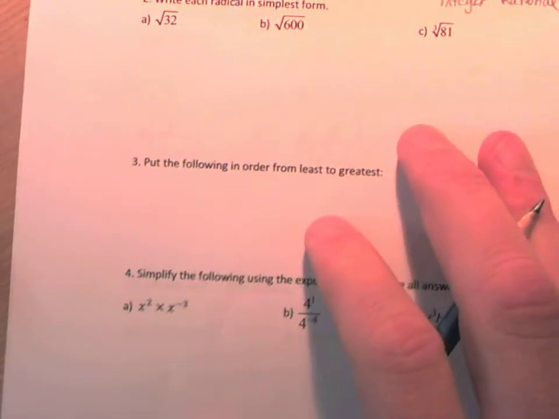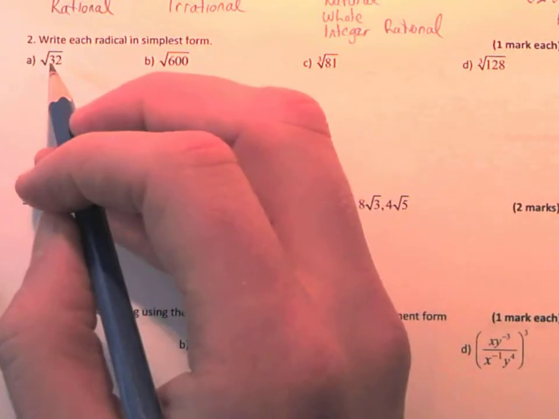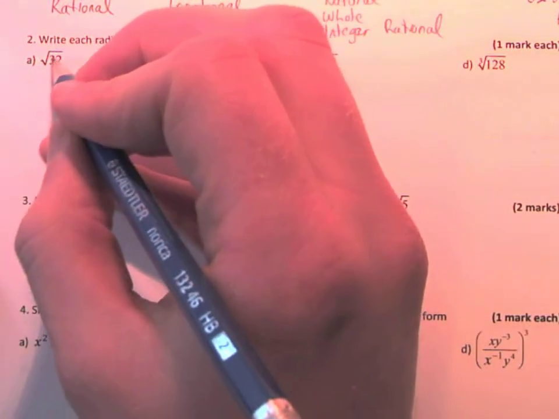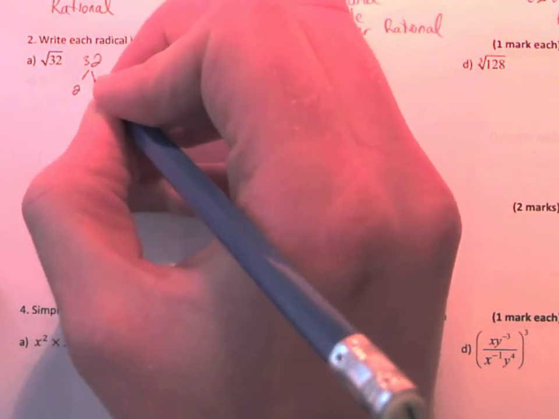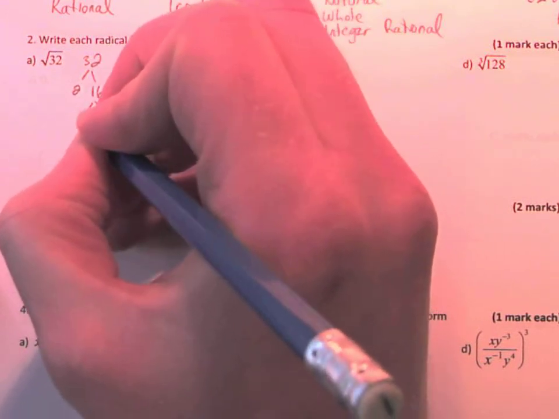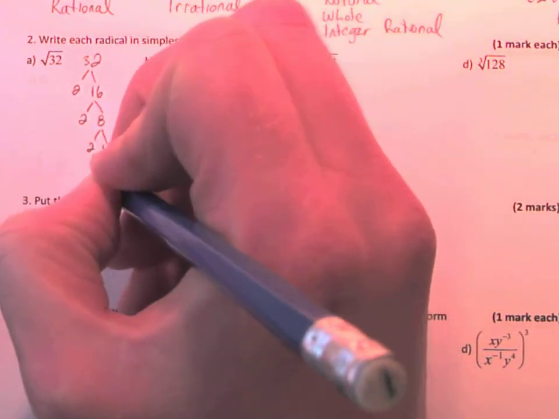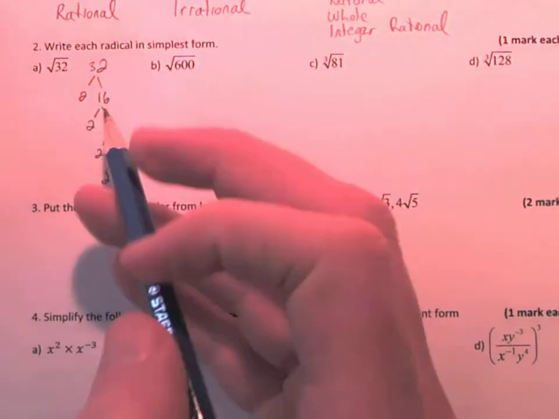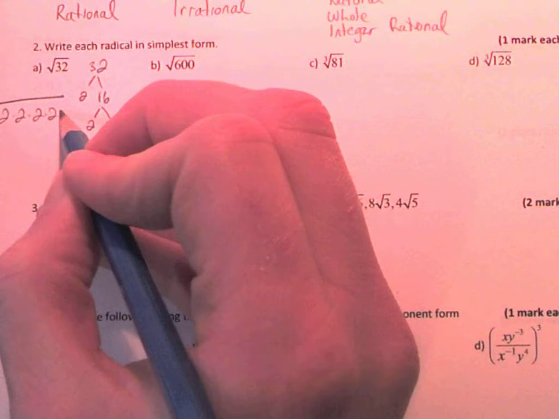Alright, on to question 2. Write each radical in the simplest form. We have root 32. When it says simplest form, it means a mixed radical. So what we can do here is prime factor 32. That can go to 2 and 16, 2 and 8, 2 and 4, 2 and 2. So that's 1, 2, 3, 4, 5 2's. So overall it's 2 times 2 times 2 times 2 times 2.